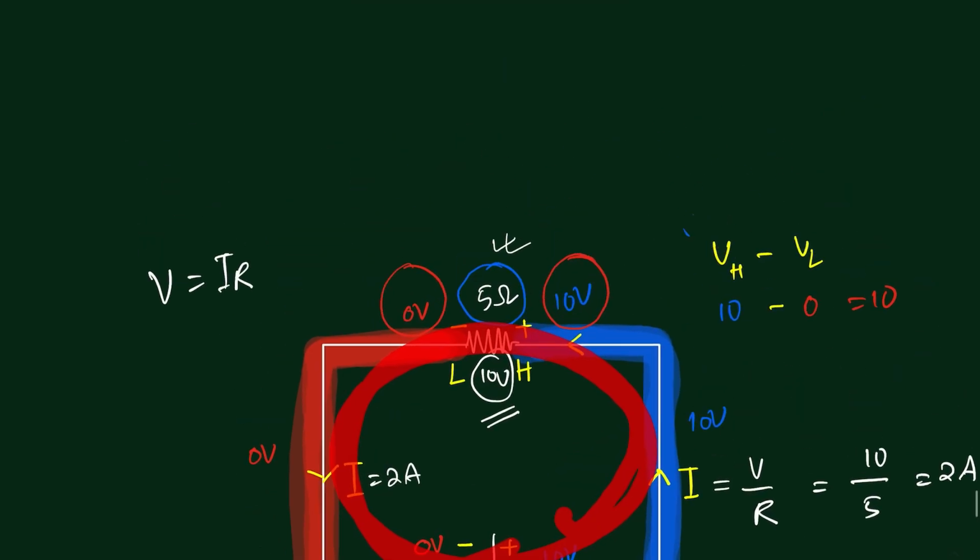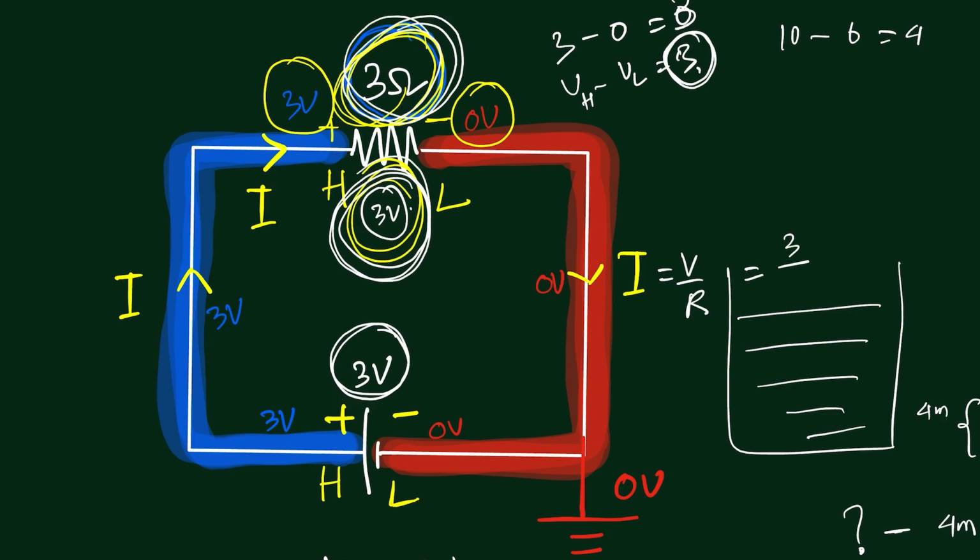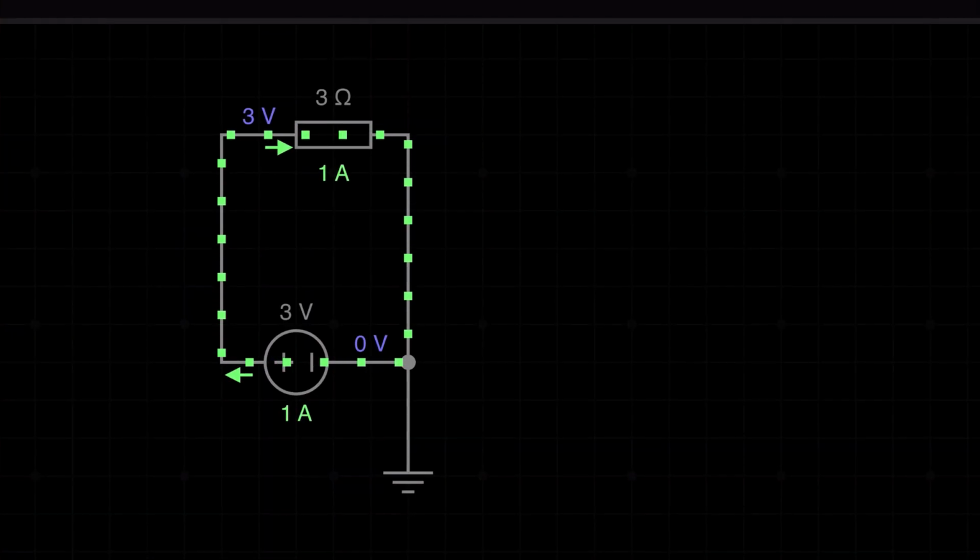What is the I value here? I equals V by R. How much voltage is getting? 3 volt. The resistance again is 3 ohm. So the current in the circuit is 1 ampere.